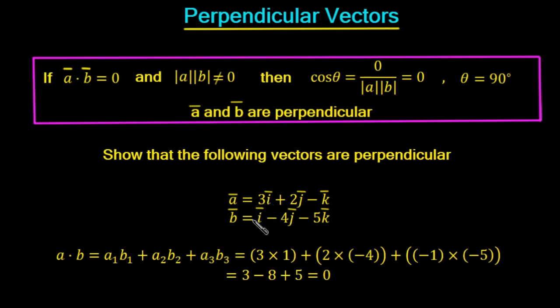So you're just going to have 3 times the 1, plus 2 times the minus 4, plus minus 1 times the minus 5. So when we work that out, we're going to have 3 minus 8 plus 5, which is equal to 0. So because A dot B equals 0, we know that these two vectors are perpendicular.